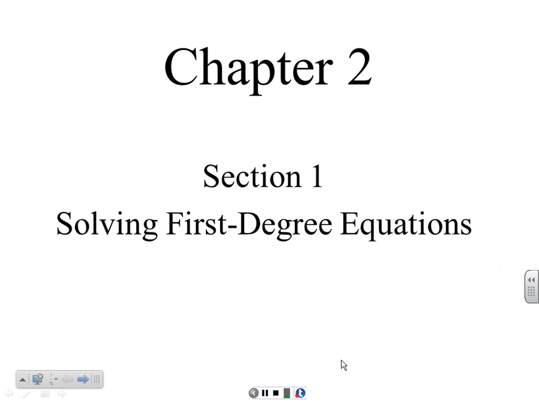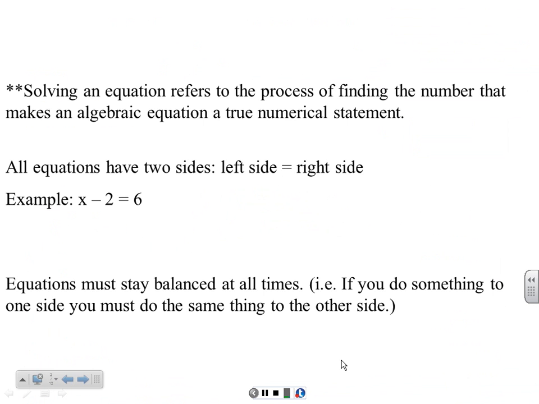Chapter 2, Section 1, Solving First-Degree Equations. Solving equations refers to the process of finding the number that makes an algebraic equation a true numerical expression or statement. For example, if we have an equation that says x minus 2 equals 6, then when we solve this equation, we should know what x is.